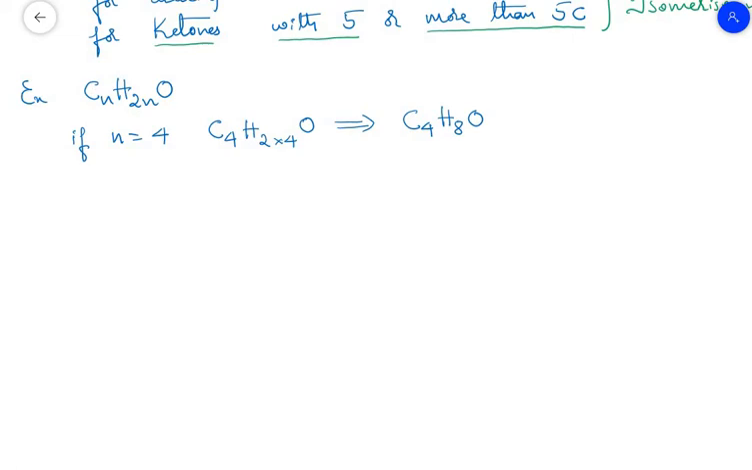Now for the general formula for aldehydes and ketones, let us have some examples. The formula we already know is CnH2nO, and if n is equal to 4, then the molecular formula becomes C4H8O. Under this clause, let us have the example for n equal to 4. If n is equal to 4, I can write it as CH.